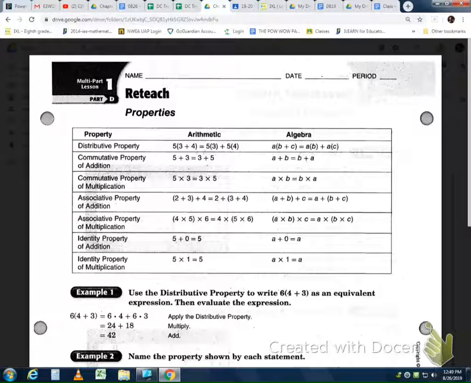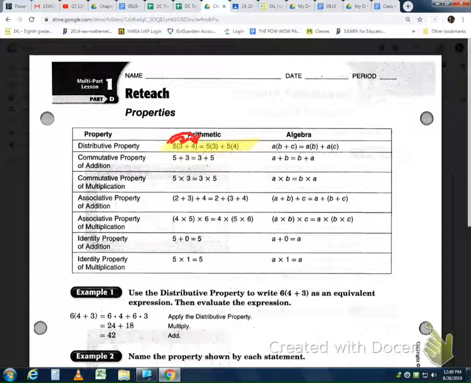So the first property is the distributive property, and the distributive property shows that if you have a number like 5 being multiplied by a set of parentheses, so 5 times parenthesis 3 plus 4. Well, normally order of operations says you would do what's in parentheses first. Distributive property is showing that that doesn't always have to happen. You could take 5 times 3 plus 5 times 4. You are distributing the number through the problem.